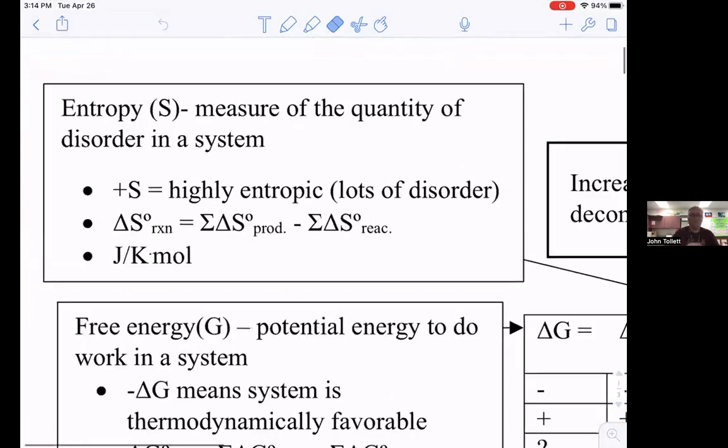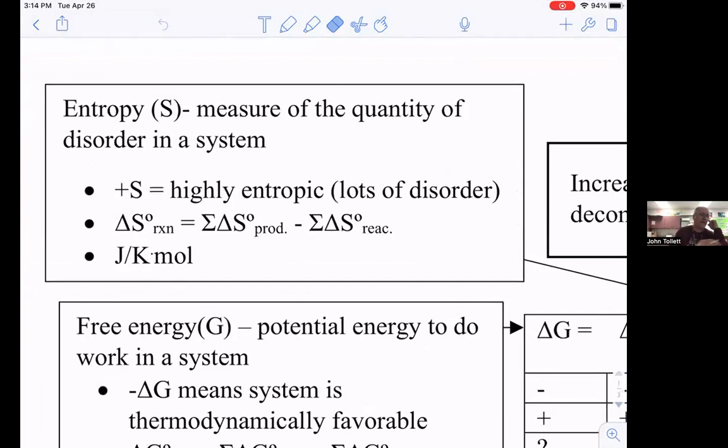ideas individually. To start with, entropy, and you guys know entropy, is a measurement of the quantity of the disorder in a system. If something has a positive value for entropy, it means that it is messy. It has a high entropic value. If something has a positive S or a positive change in S, what that means is that the products have a greater entropy value than do the reactants.